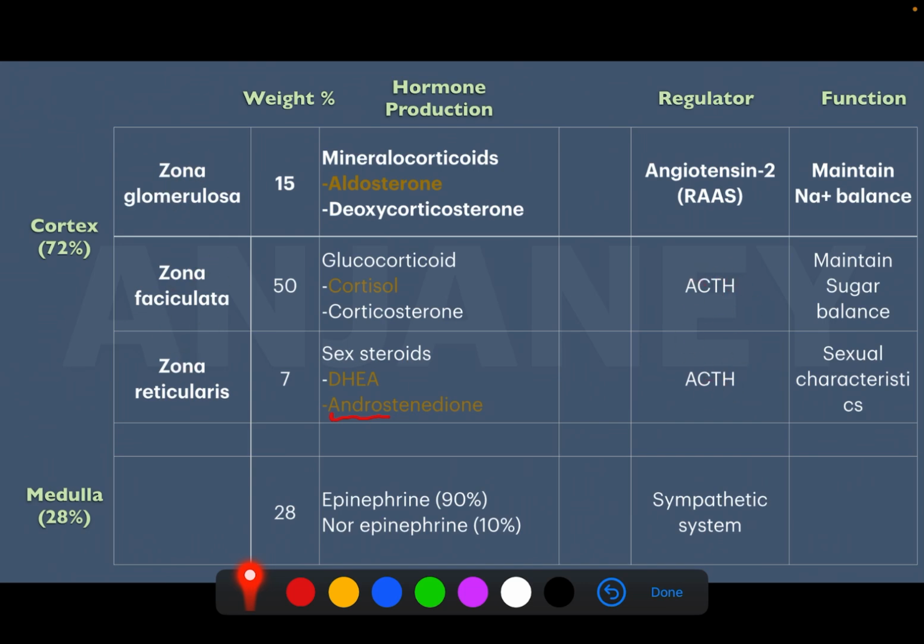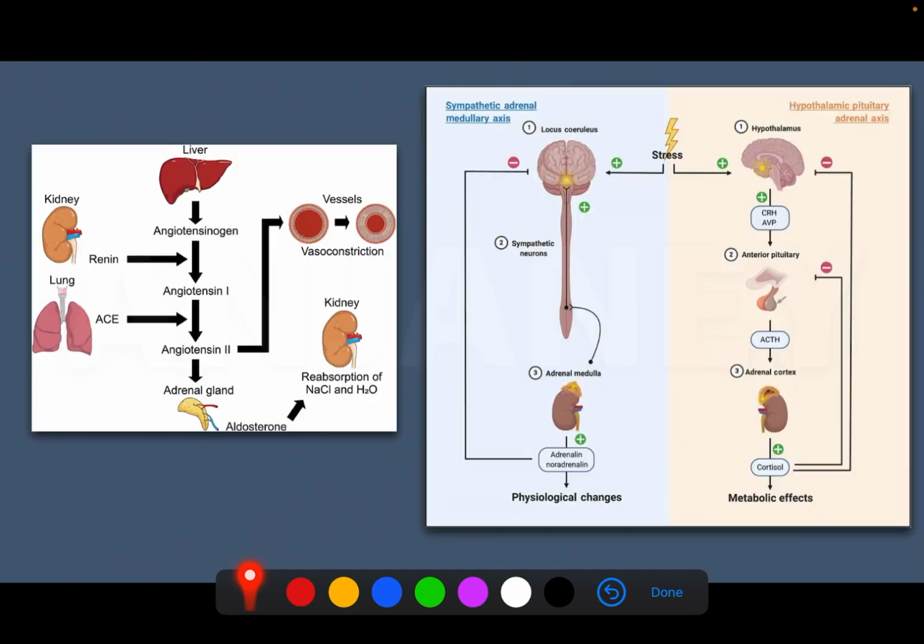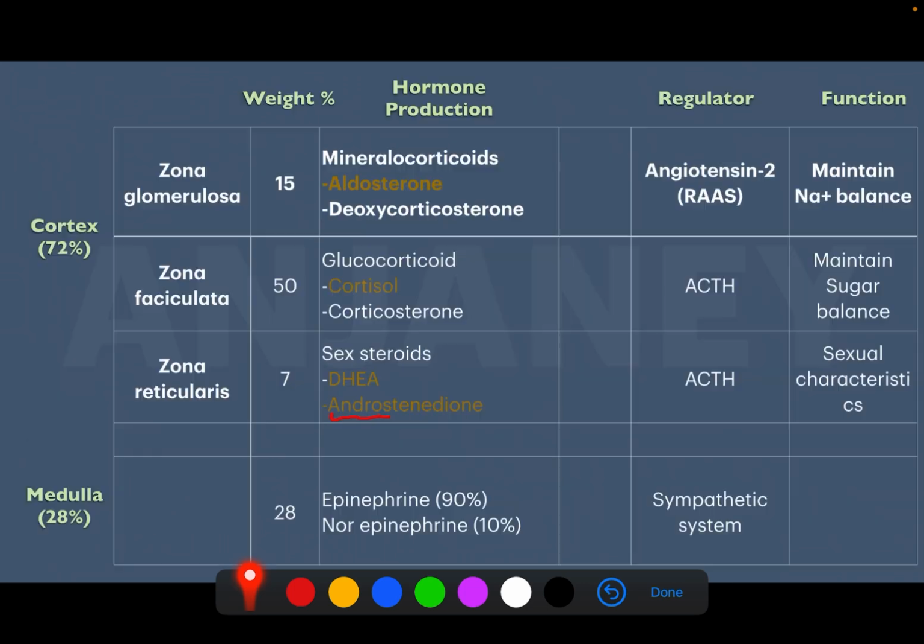Now the glomerulosa is not regulated by ACTH. Whenever there is less intracellular fluid, the kidney releases renin, and the renin, through a sequence, tells the adrenal gland to release aldosterone. So aldosterone is under angiotensin 2 regulation, which is the RAS system. So this was entirely different and this is different.